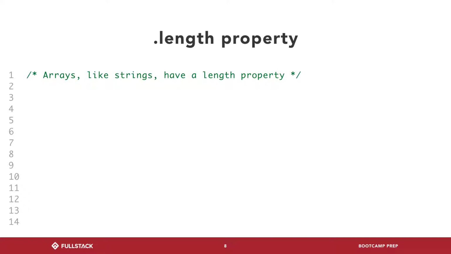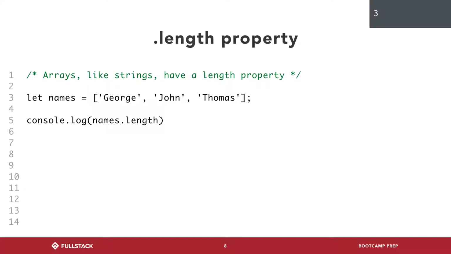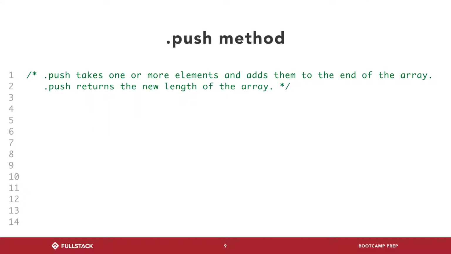Okay, so the first one, dot length, super simple. We use it all the time. It just tells you how many elements are in the array. It will always give you back a number.